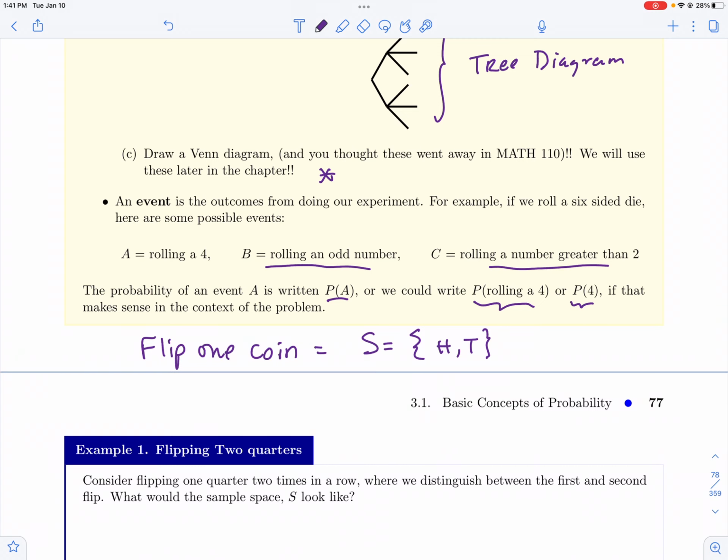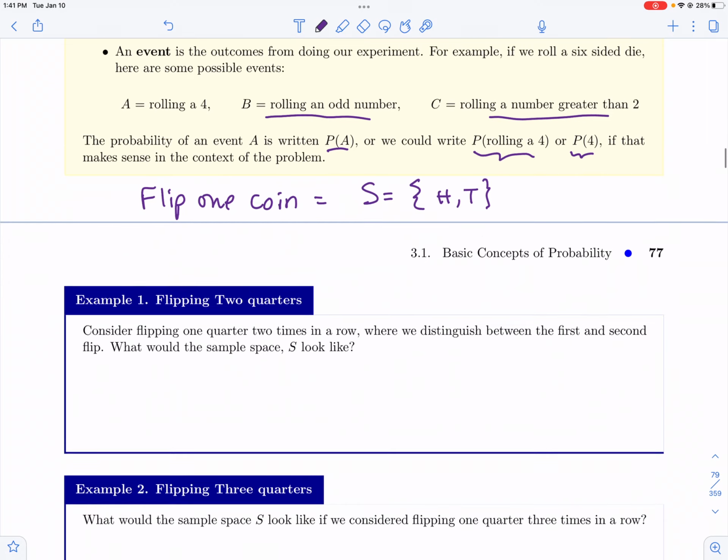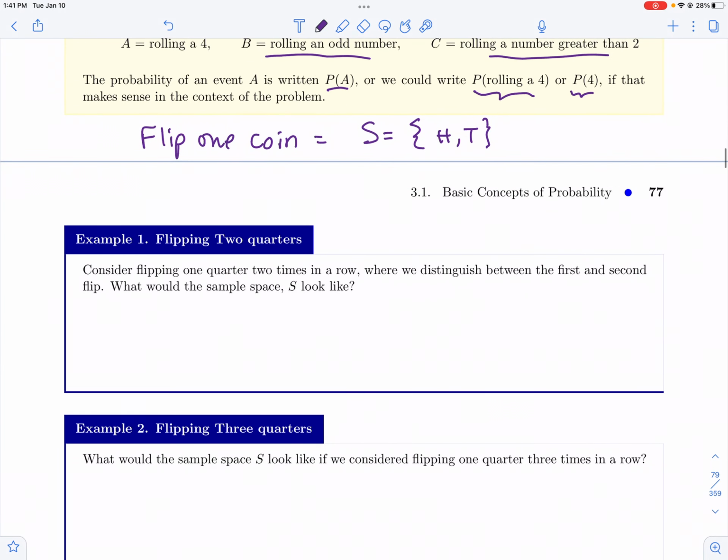Now, if it goes up to where we're flipping 2 quarters at the same time, then what could happen is we could have a heads and then another heads, or heads and tails. We have to think about each coin as its own location. So the way I'm going to think about this is going to be like the first quarter.